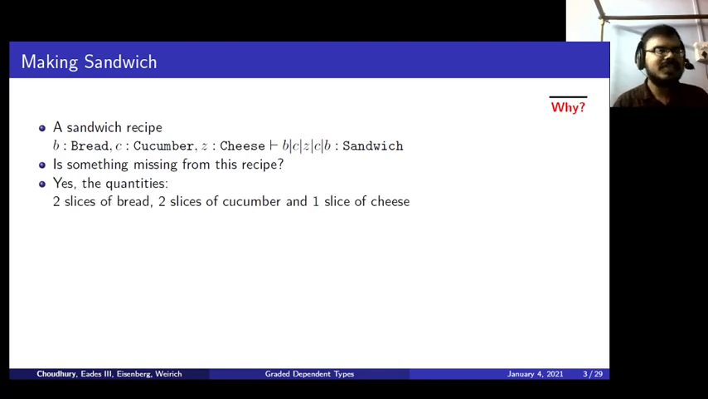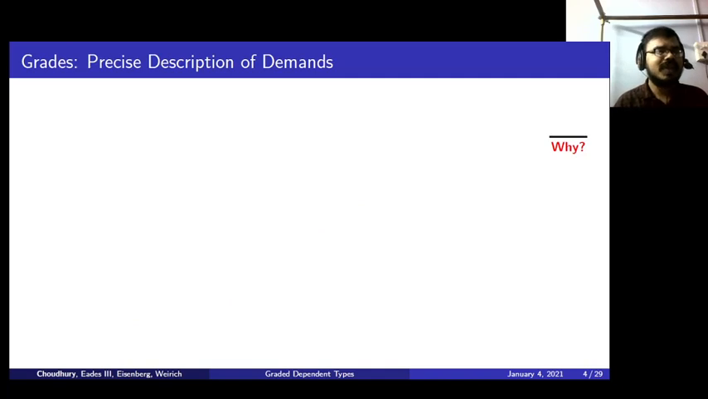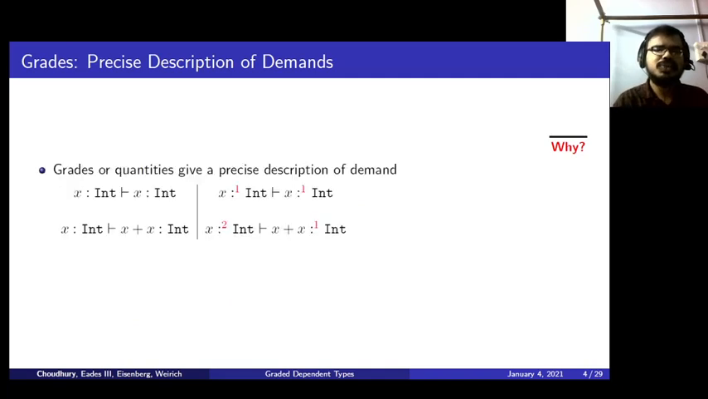We need 2 slices of bread, 2 slices of cucumber, and 1 slice of cheese for making this sandwich. A more precise recipe would contain the quantities that we need. So the quantities give a precise description of the requirements of the ingredients. Let's consider this in the context of type theories. Here too, quantities or grades give a precise description of demand.